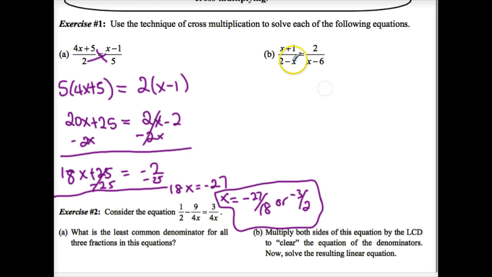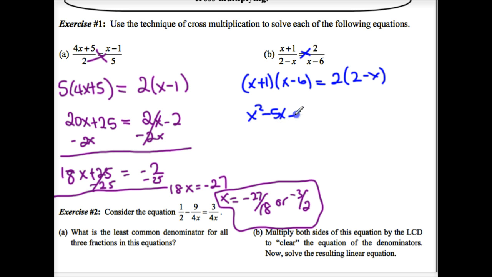For B, so now what do I want to do? Cross multiply again. Get rid of fractions. I don't want to work with fractions. And then this goes 2 into 2 minus x. Box method here, if you were to do this, multiplying binomials, box method, this will give you x squared minus 5x minus 6 is equal to 4.